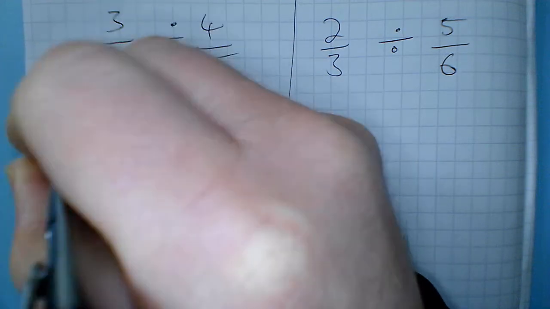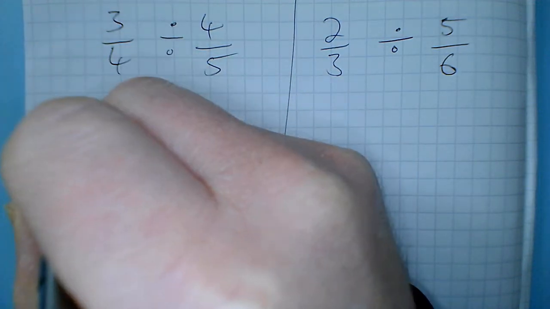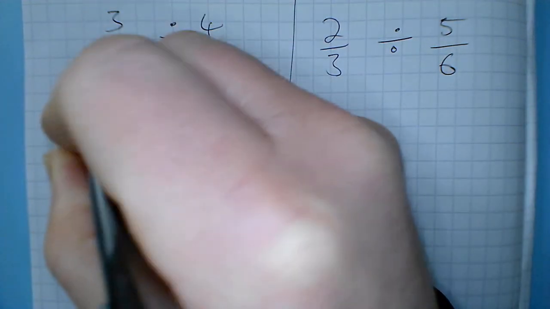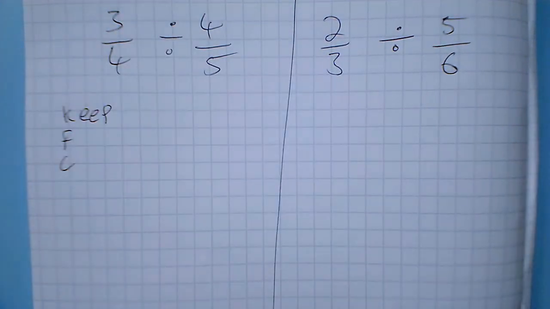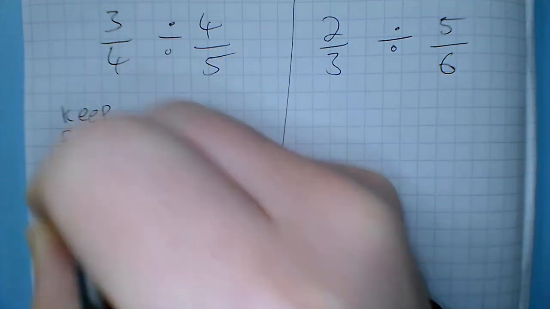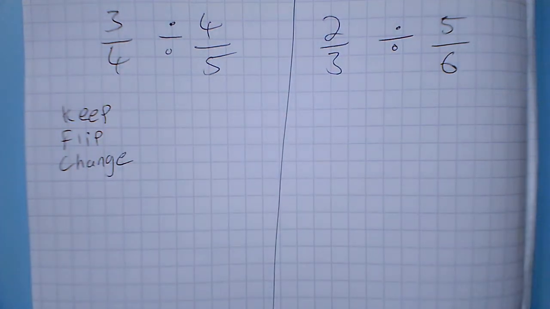K, F, C. And K would mean keep. F would mean flip. And C would mean change. That will make sense once you see it done as an example.